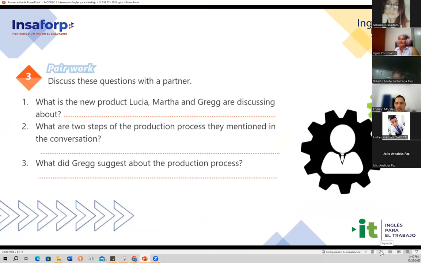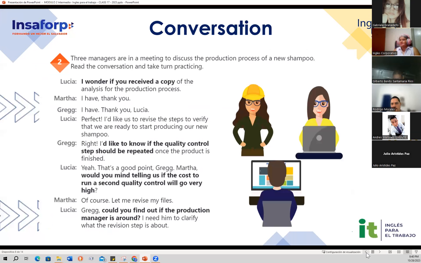What did Greg suggest about the production process? Greg suggests to make another quality control once the product is finished. Okay, once the product is finished. Do a second revision, right? Okay, very good. Thank you so much. Good. Okay, really good. So there we are trying to comprehend the reading, right? The conversation through these questions.